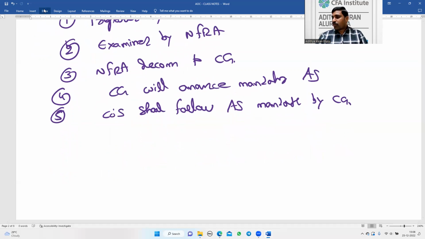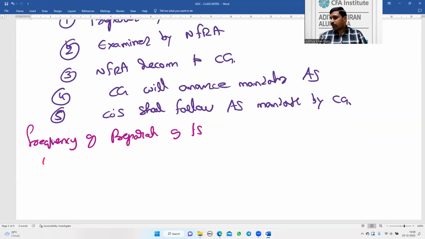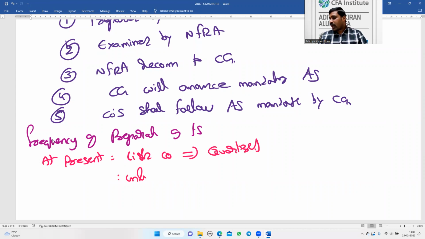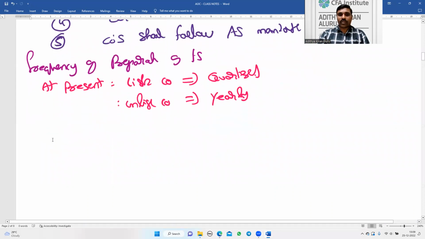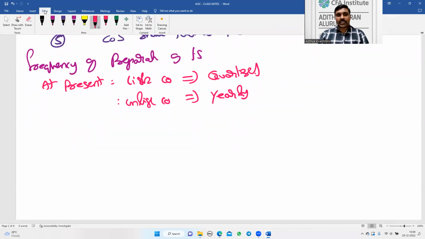Next, frequency of preparation of financial statements. At present, listed companies are doing it quarterly. Unlisted companies are doing it yearly. That is at present.